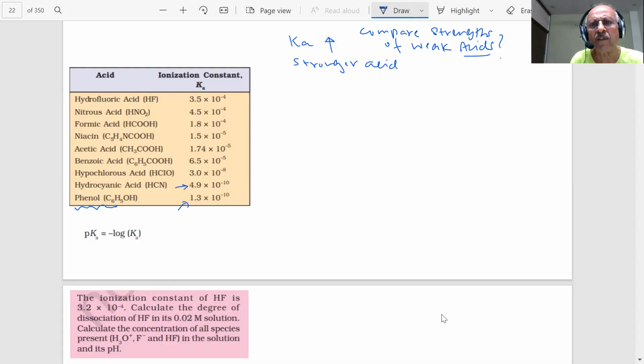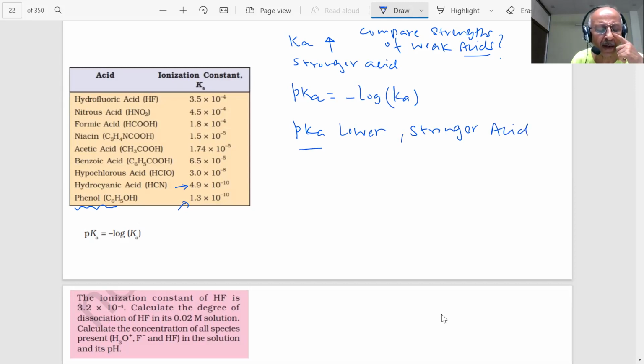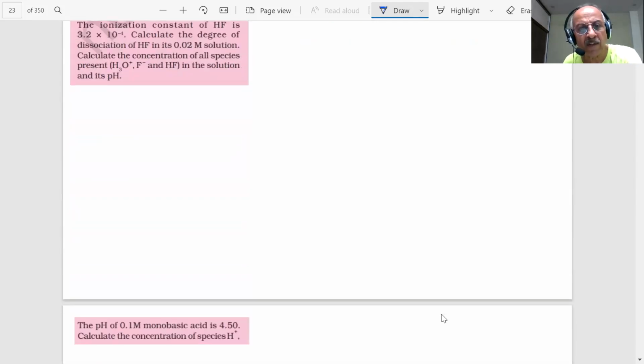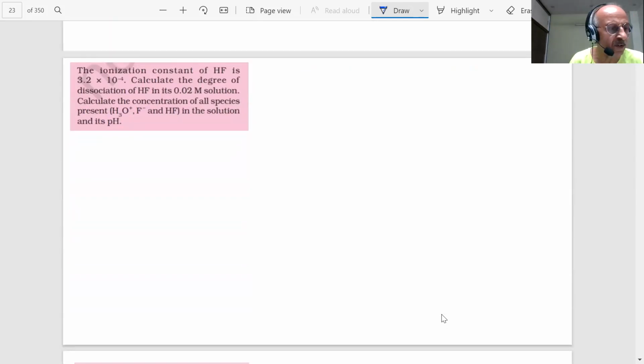So by using Ka, we can compare the strength of the acid, but a more convenient number is always pKa, which is minus log of Ka. So lower the value of pKa, stronger the acid. Usually the numbers are easier and more convenient, 1 to 10 and like that. Therefore we use that. But what is the use of all this? There will be some numerical questions in the paper, students, and may be asked on that.